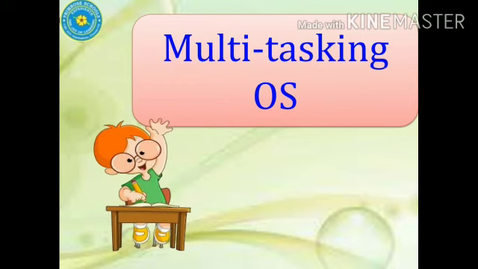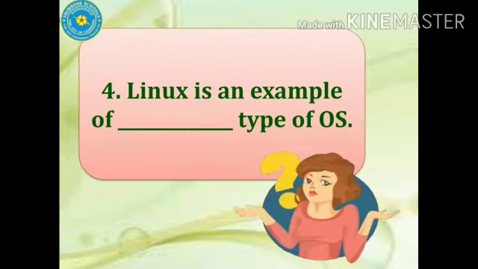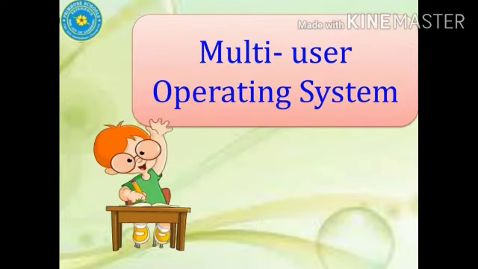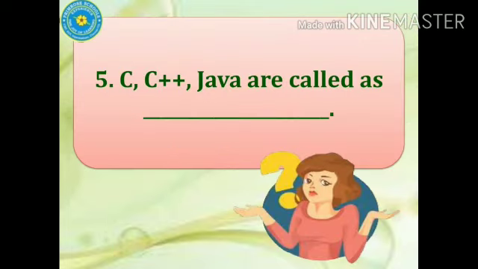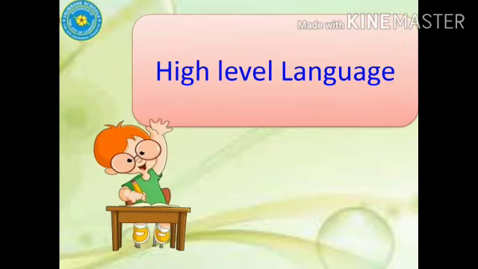Very good, children. Next question. Linux is an example of dash type of operating system. The answer is multi-user operating system. Well done, children. Last question, children. C, C++, Java are called as dash. Very good, children. It is high-level language. Good job.